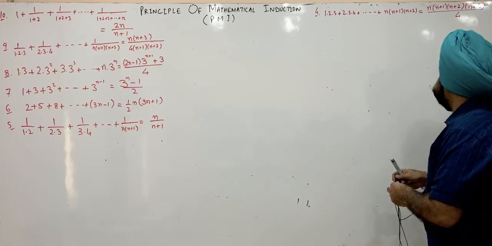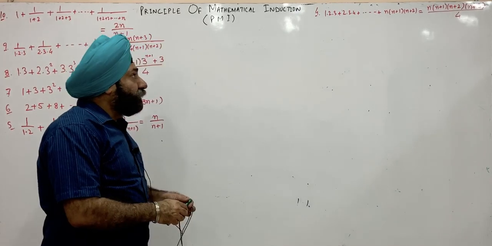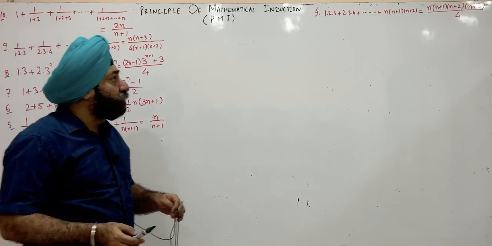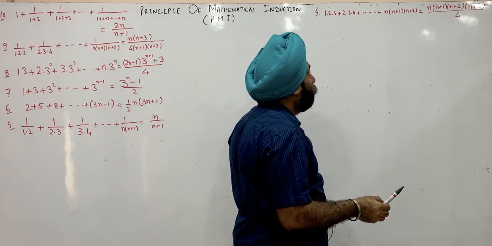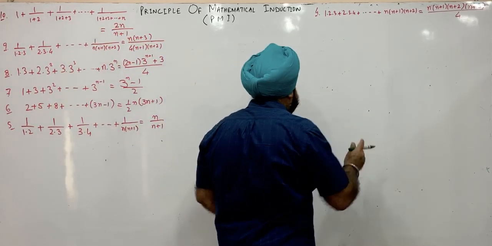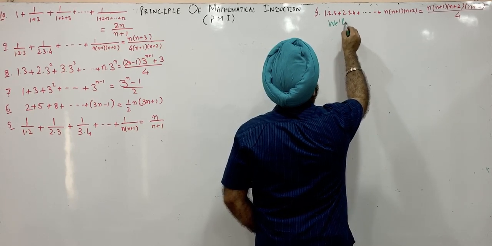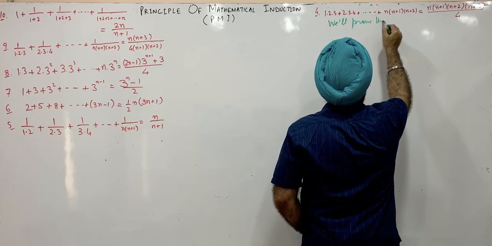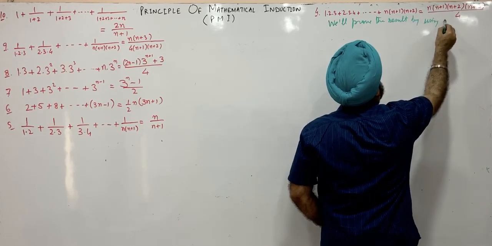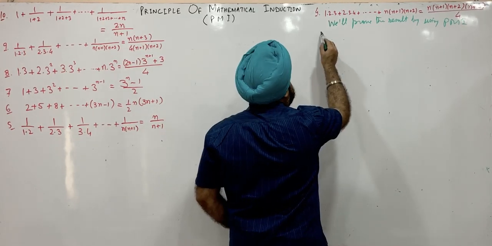The next one, we have 1 into 2 into 3 plus 2 into 3 into 4 and so on up to n into n plus 1 into n plus 2. This is equal to n into n plus 1 into n plus 2 into n plus 3 upon 4. So we will prove the result by using PMI, the principle of mathematical induction. There are 3 steps, you know.